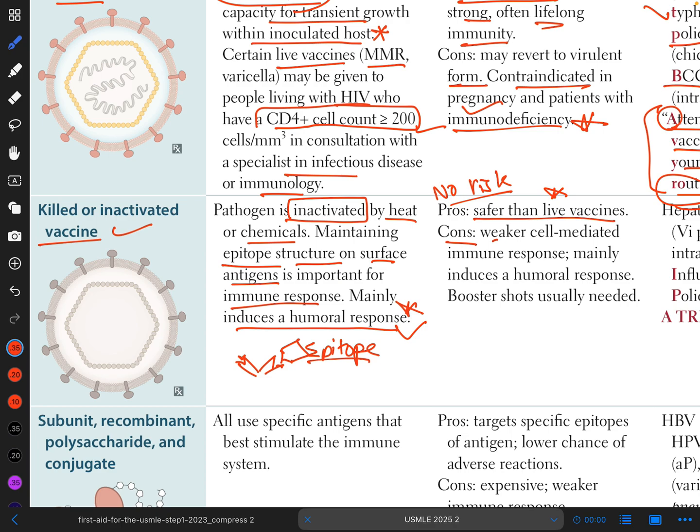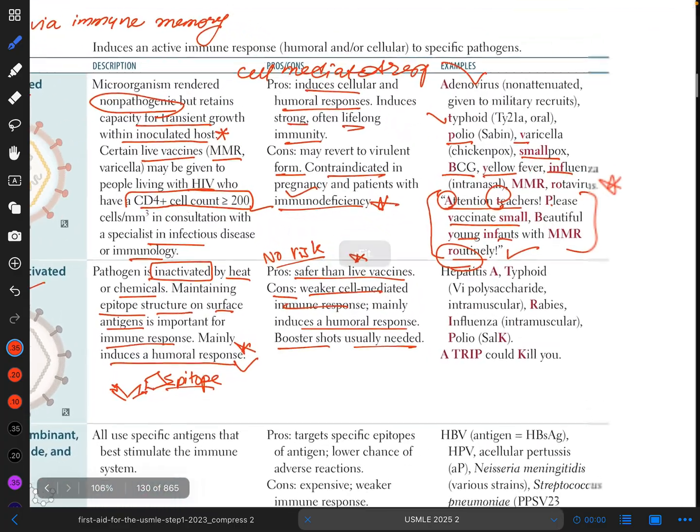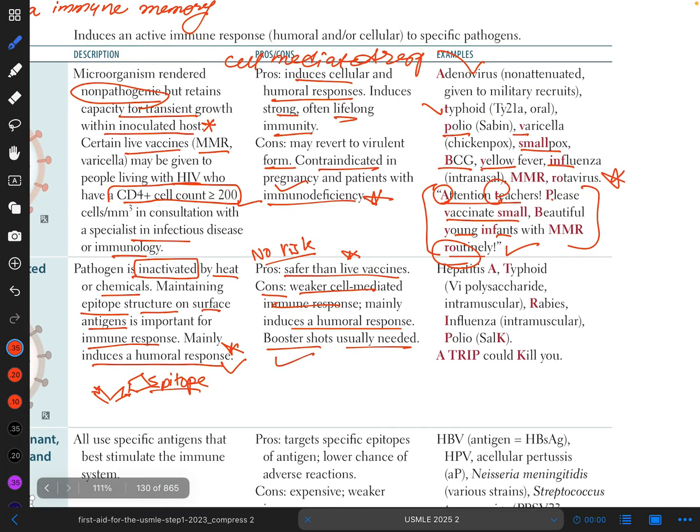And the contraindication: because they produce a weaker cell-mediated immune response, whereas live attenuated may induce a humoral response, boosters or shots are usually needed. Many times we are giving them booster shots. After vaccination, many of them are getting booster doses.